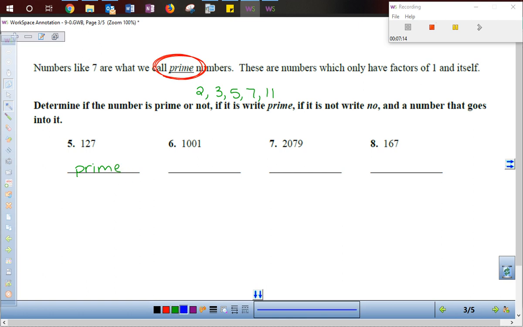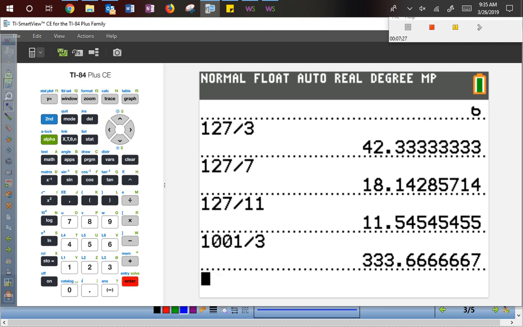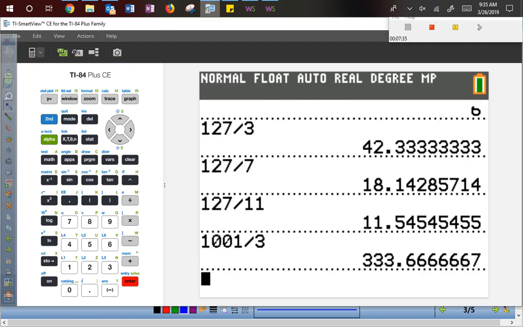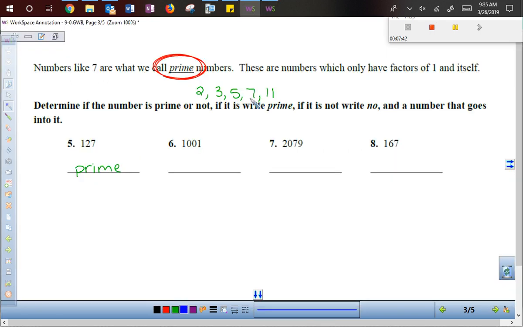Let's try it again on number 6, 1001. Now I know that 2 cannot go into 1001 because it's not even. But what about 3? 1001 divided by 3 gives me a result with a decimal, so that doesn't work. 5 can't go in there because, again, it doesn't end in a 0 or a 5. What about 7? 1001 divided by 7 gives me a nice number of 143. That means that 7 is a factor of 1001, so this one is not prime, so we write no, and then we write what number goes into it, 7.